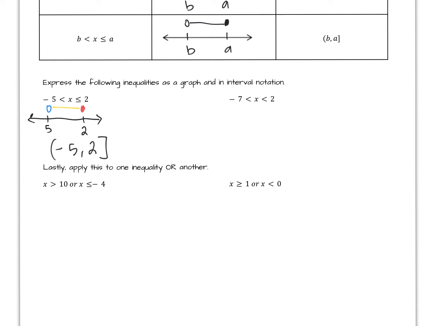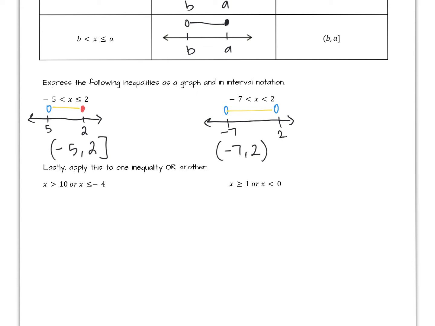So we can do the same thing with x greater than -7 and x less than 2. We have -7 and 2. x is greater than -7, so open circle, less than 2, also an open circle, everything in between. So -7 goes on the left, 2 goes on the right, and because they're both open circles, they get parentheses.